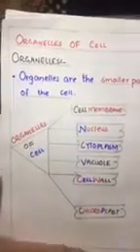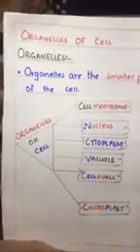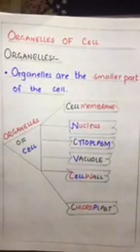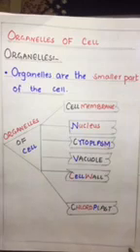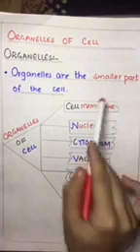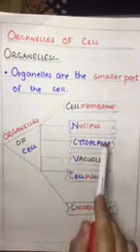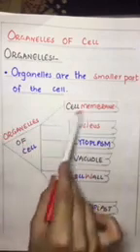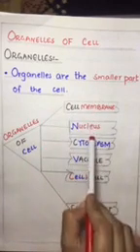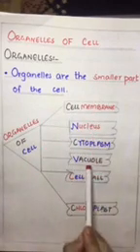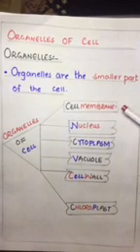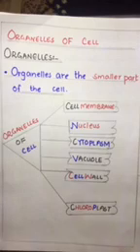Organelles of the cell. First we have to define what an organelle is. Like in the body, the smaller parts of our body are called organs. Same like the cell, the smaller parts are called organelles. Organelles are the smaller parts of the cell, and these are the organelles of the cell: cell membrane, nucleus, cytoplasm, vacuole, cell wall, and chloroplast. Their jobs are different, so now we have to discuss them one by one.